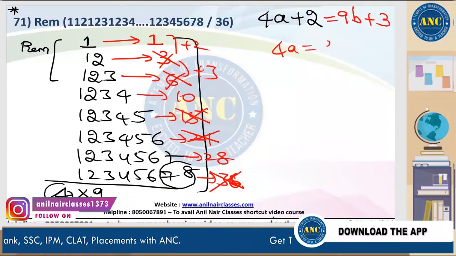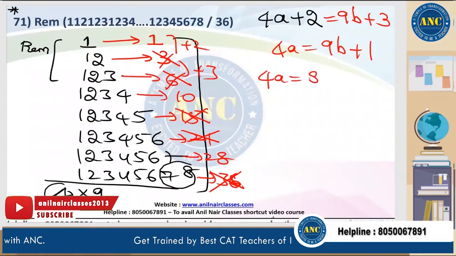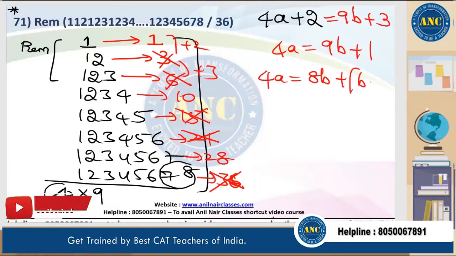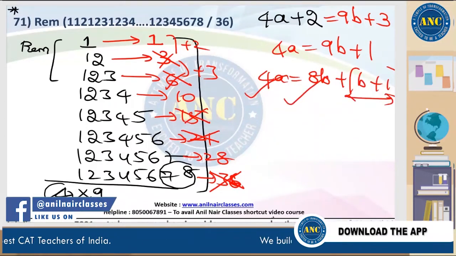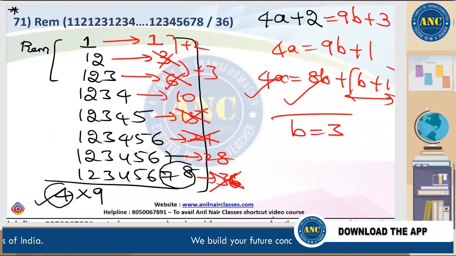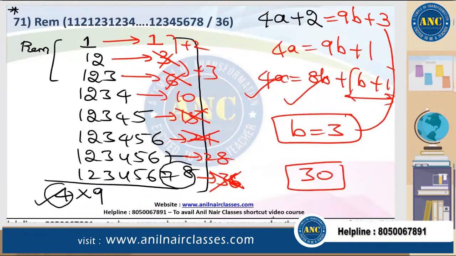4a is nothing but 9b plus 1. 4a is 8b plus b plus 1. Divisible by 4, divisible by 4. This should be divisible by 4. So b is 3. 9 3s are 27 plus 3, 30. I hope it is clear.